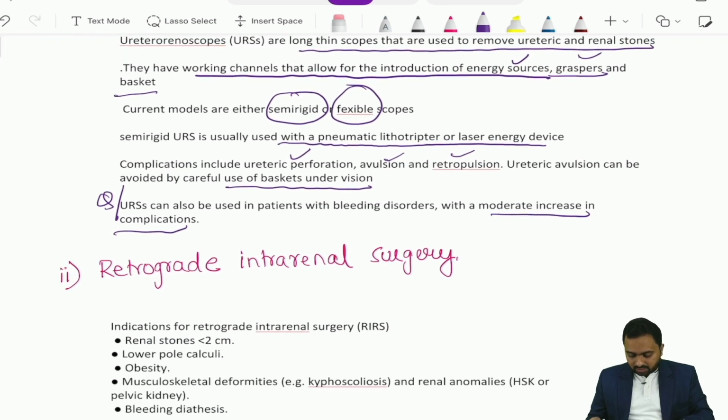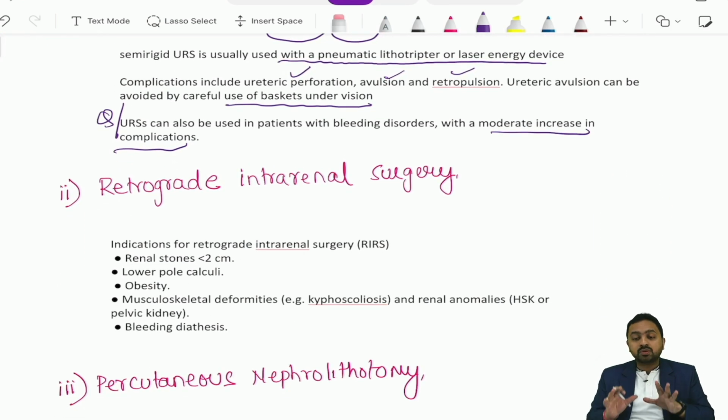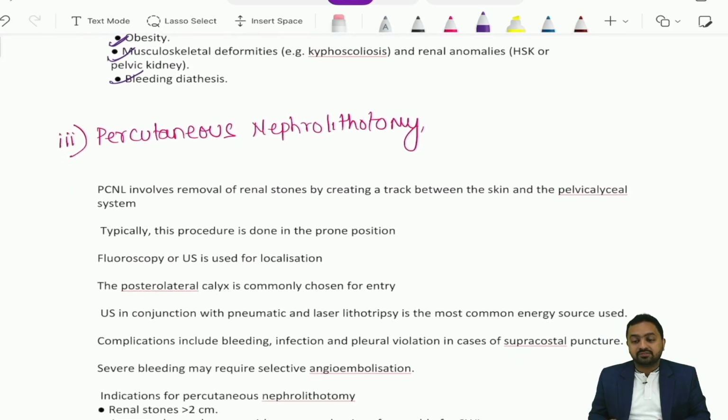Then we have your retrograde intrarenal surgery. So when do we do this retrograde intrarenal surgery? Please remember the indications: when you have renal stones less than 2 centimeter, lower pole calculi, obesity, musculoskeletal deformities, and bleeding diathesis.